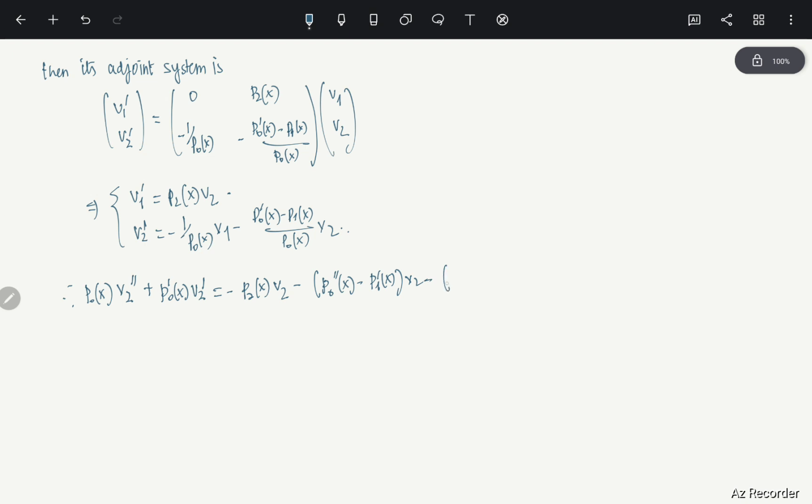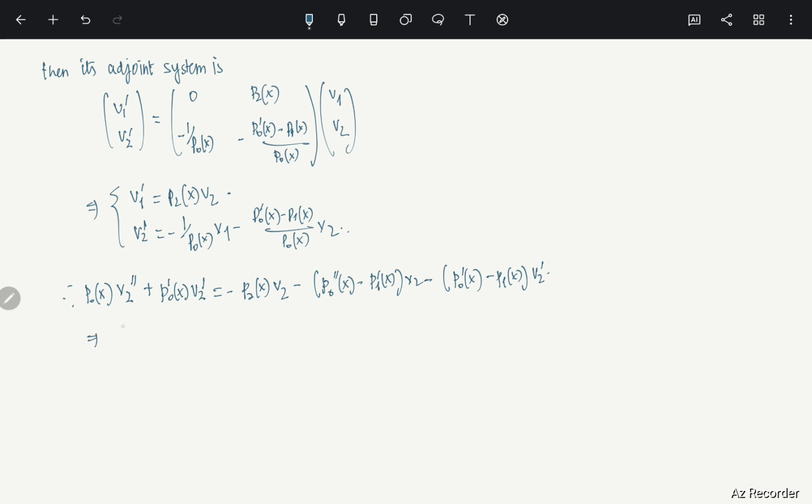minus... so this is a little calculation, but we have to go through it, so please bear with me here, minus p1 of x v2 prime. I hope the calculation is correct. So please check this part. If you are not convinced, please check the calculation. Yes, I hope this is clear.